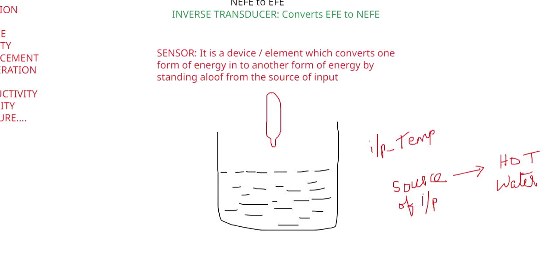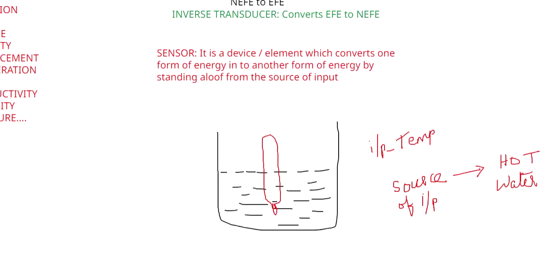So what is the thermometer? Input is temperature and source of input is hot water. If I place the thermometer like this, will I get any output? No. Why? Because this thermometer is not in contact with the source of input, hot water. So what I have to do is place this thermometer inside hot water.